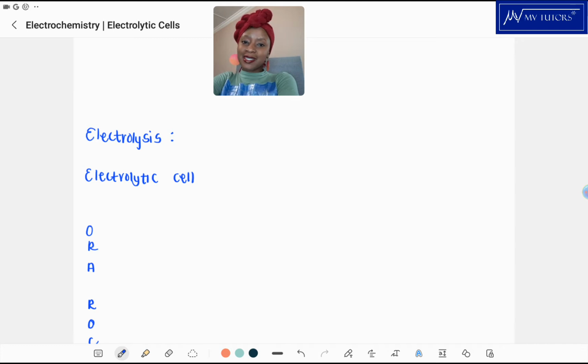Particularly electrolytic cells. So you guys are in matric this year, or some of you are actually upgrading so that you can get to study whatever you want, right? And you don't have the hindrance of physics marks in the way. Okay, so we're going to start with electrolytic cells and let's get right to it.